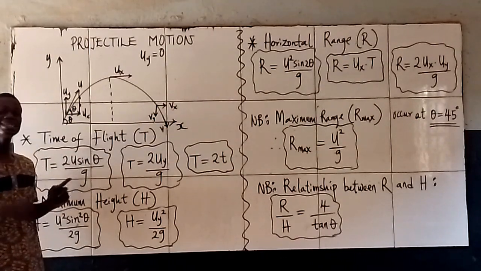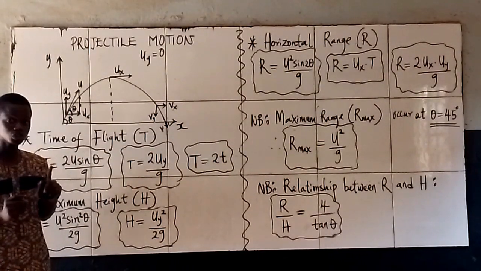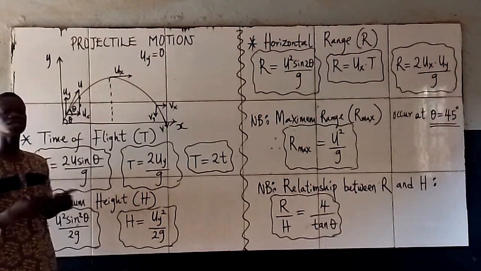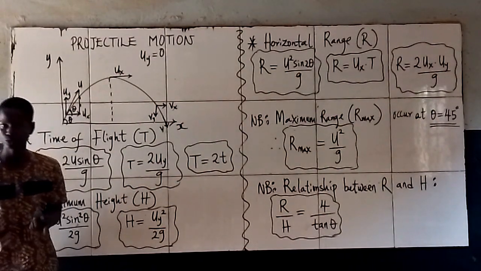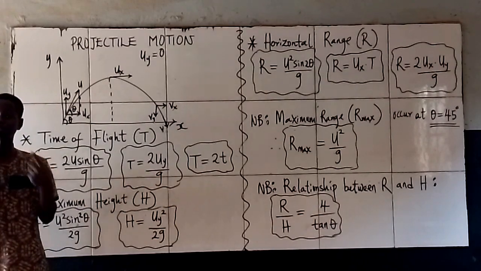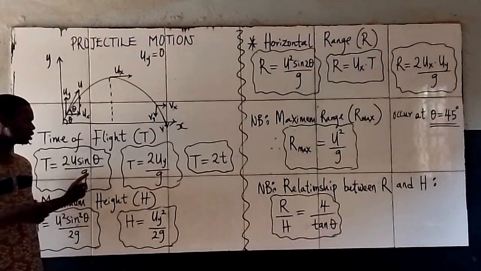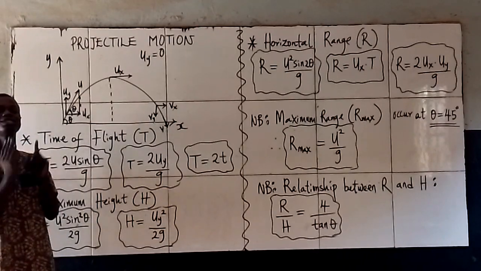U here is the initial velocity of projection. Theta here is the angle at which the body was projected, while g stands for gravity or acceleration due to gravity. There is a value for it. Sometimes it is given, sometimes you take it as what? 10 meters per second squared. Now this is the main formula for calculating time of flight.